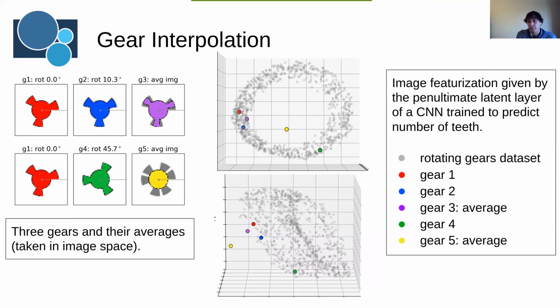On the other hand, if you look at the second row of images here, if I go from the red gear to the green gear, I have to rotate it by 45 degrees.